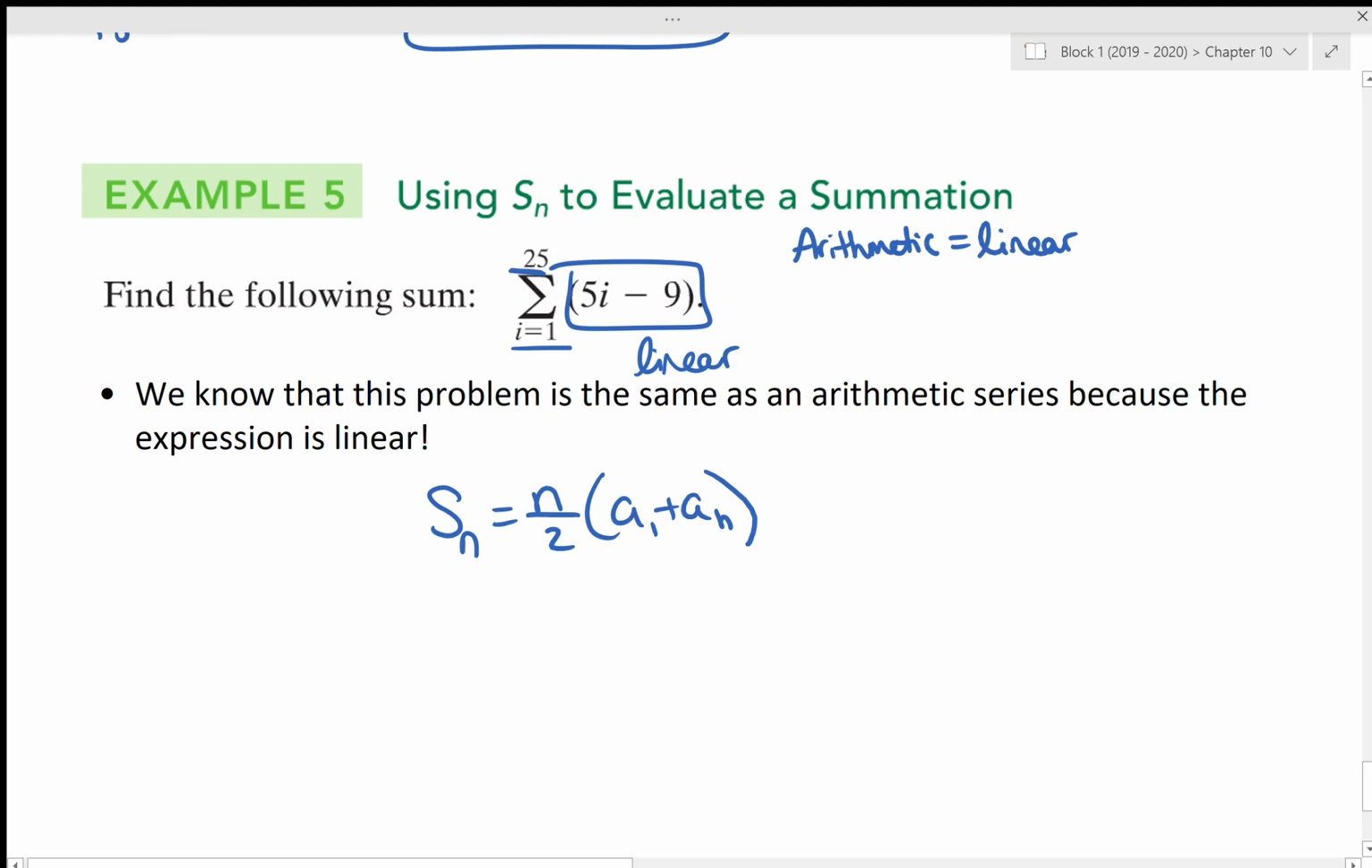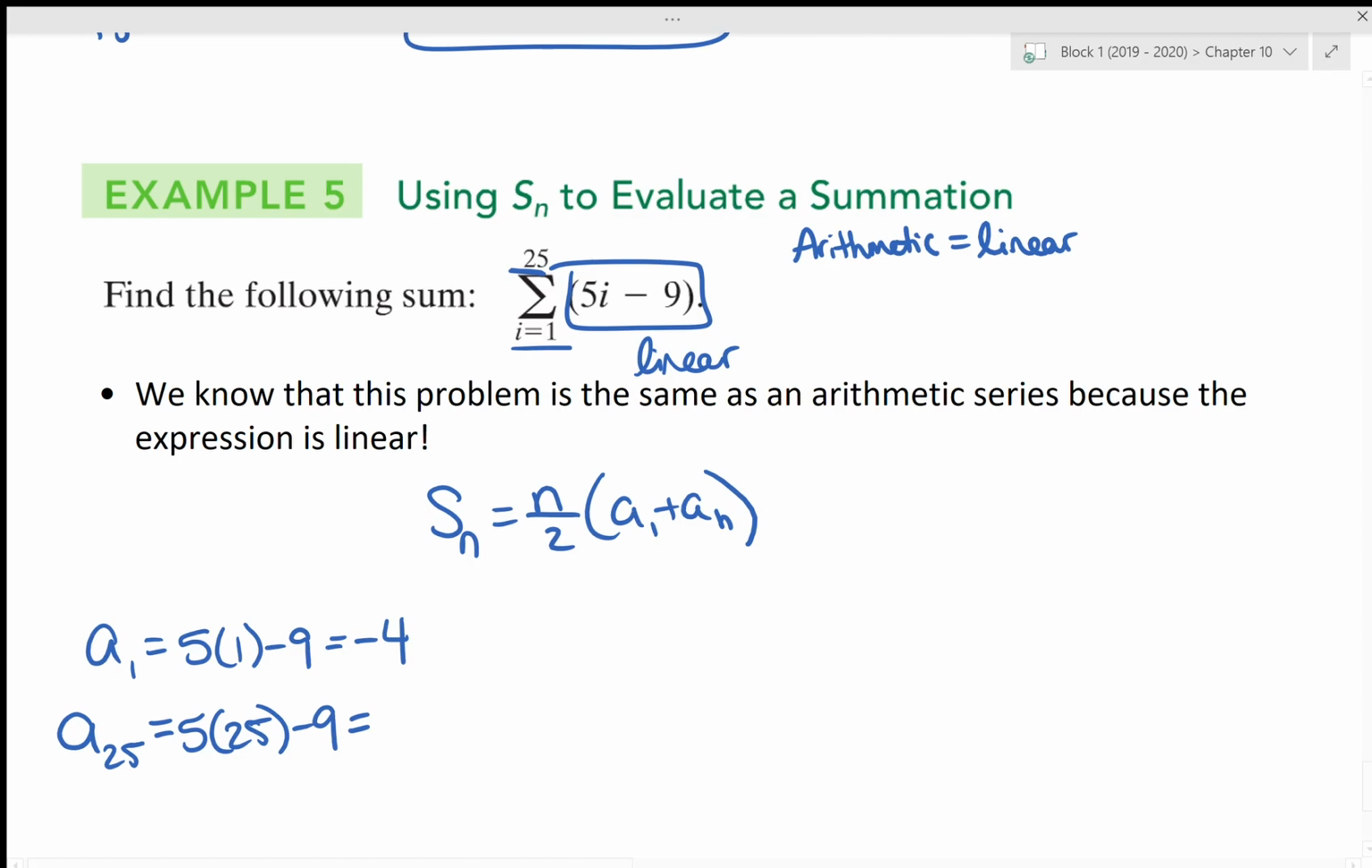Now, your lower limit, 1, is what you plug in to find your first term. So my first term is going to be 5 times 1 minus 9. 5 times 1 is 5, minus 9 is negative 4. Luckily, since it starts at 1, I know my first term. My last term is going to be the 25th. So 5 times 25 minus 9: 5 times 25 is 125, minus 9 is 116.